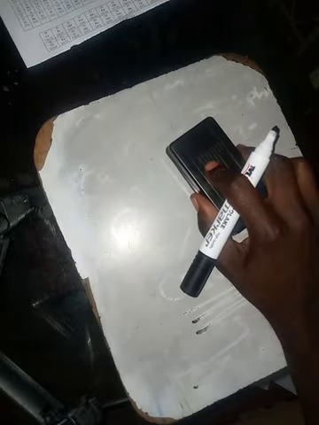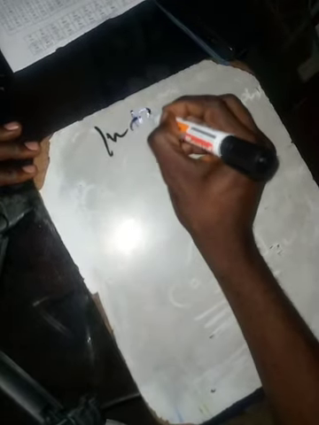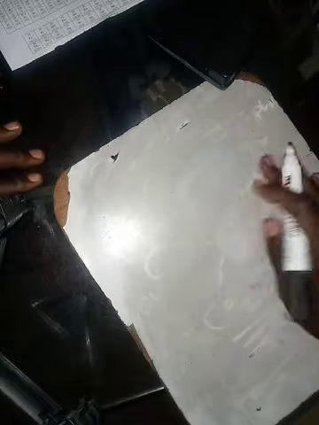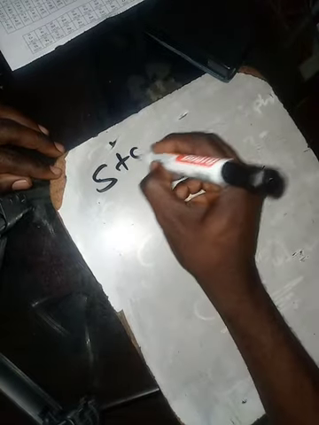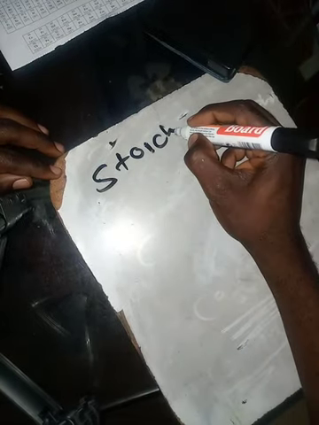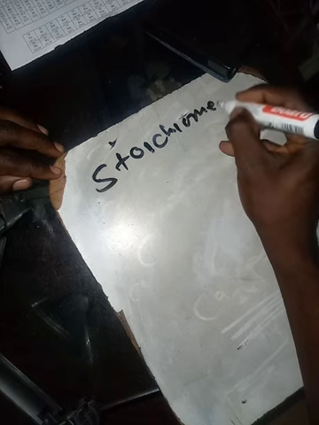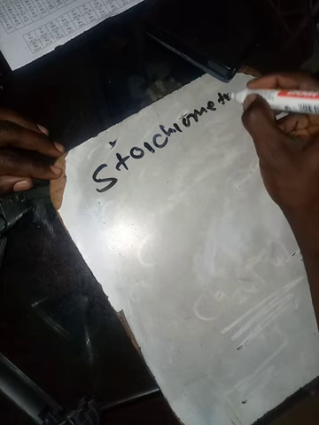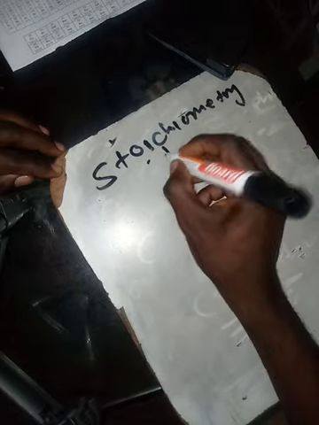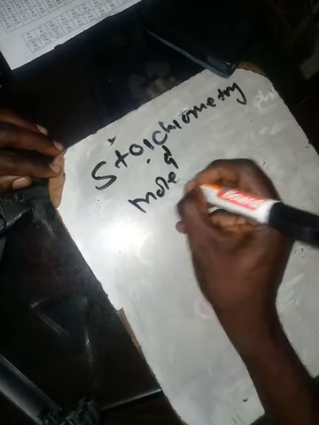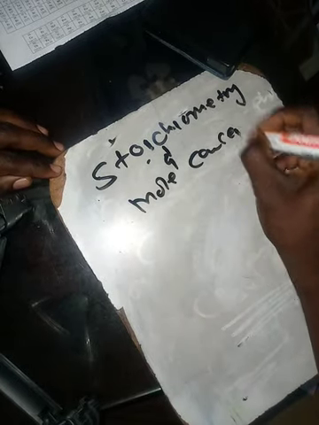So I think this is all about the introduction to chemistry. We are done. Let's go now to the main point: stoichiometry. Stoichiometry is a core chemistry concept.